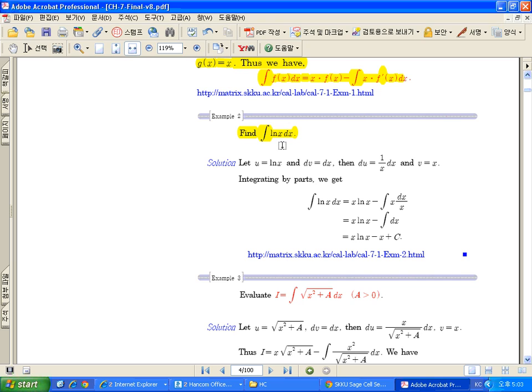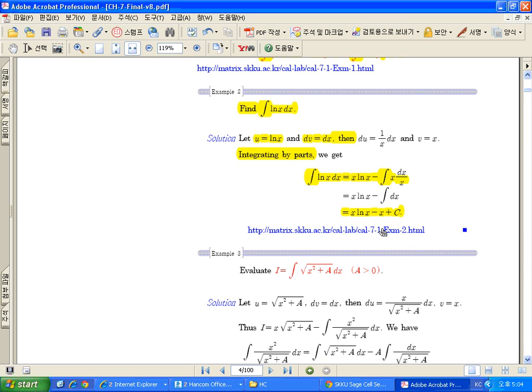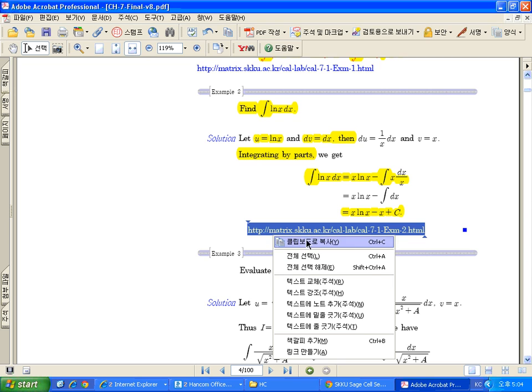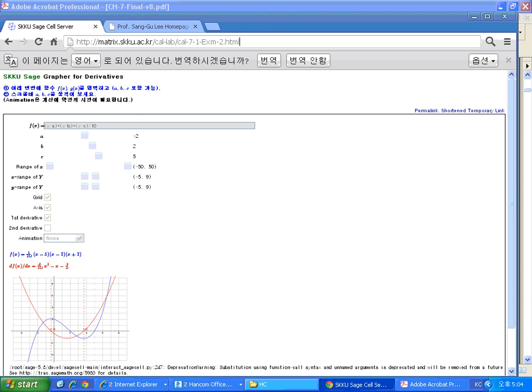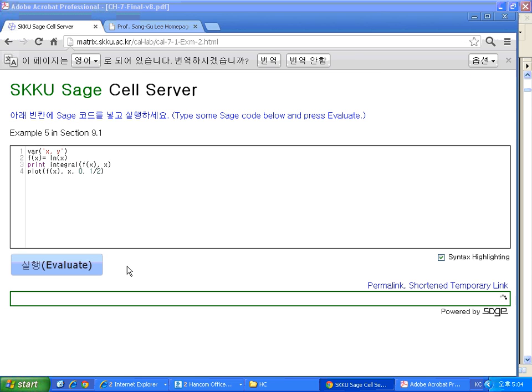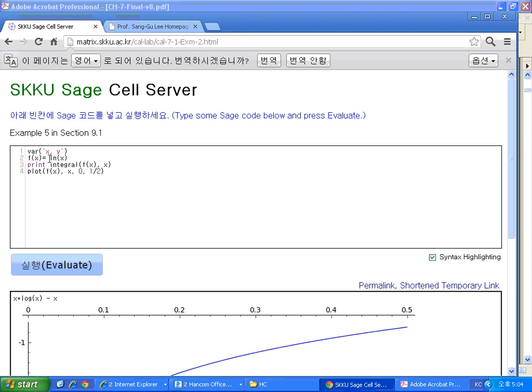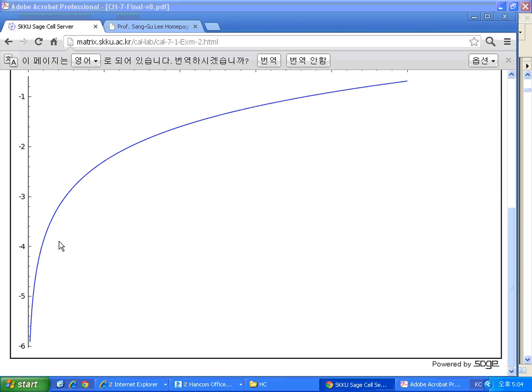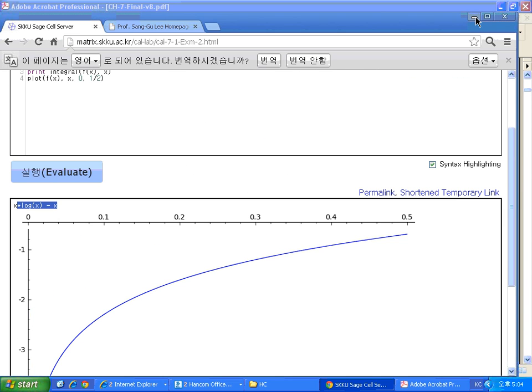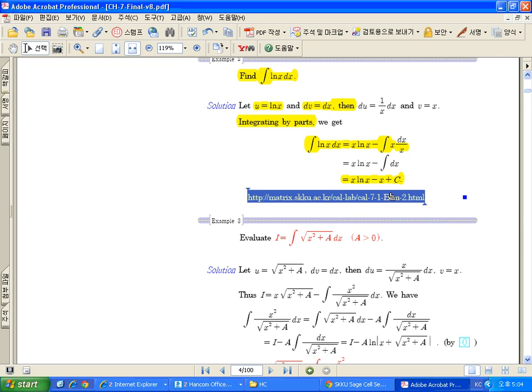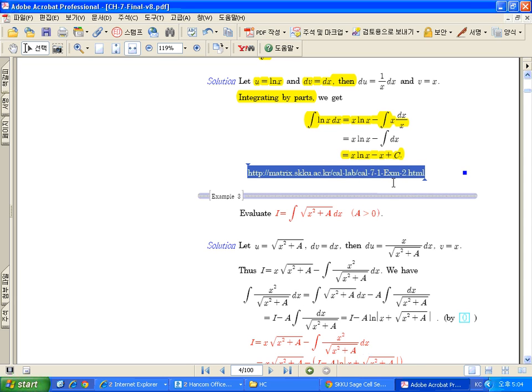First example, find the integral of ln of x dx. Let u be equal to ln of x, then dv is equal to dx. So du is equal to 1 over x dx, and v is equal to x. So by the integration by parts, this goes to be x times ln of x minus x plus c. I can show you in here. The integral of ln of x with respect to x is this one, and the graph of the function is like this. So the integration works, and we could check it is right.